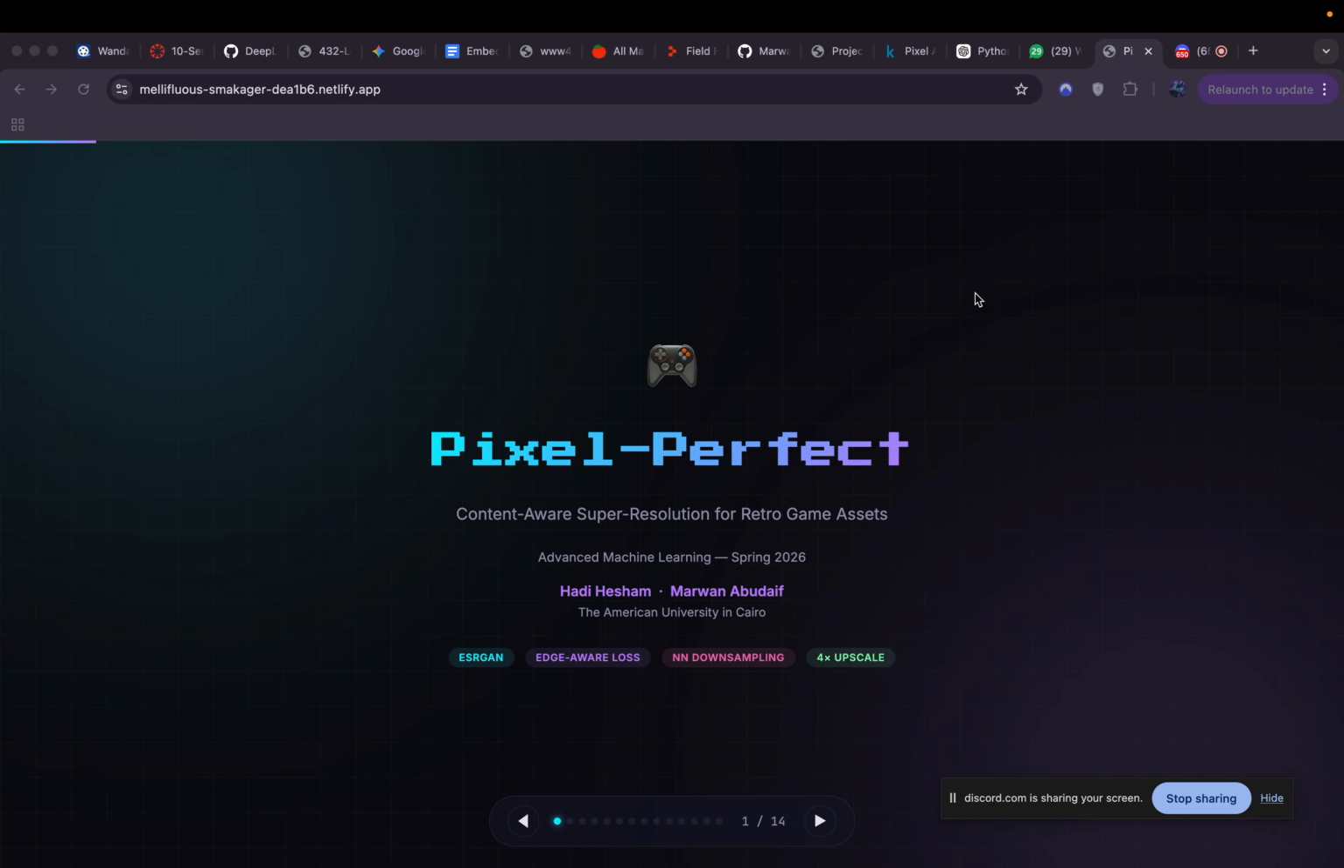Good morning, everyone. We are Hadi Hisham and Marwan Abu Dev, and today we're presenting Pixel Perfect, a content-aware super-resolution system designed specifically for retro video game assets. Our project uses an enhanced version of ESRGAN with two key modifications: nearest neighbor downsampling and a custom edge-aware sharpness loss to achieve a 4 times upscale of pixel art while preserving its unique visual style.